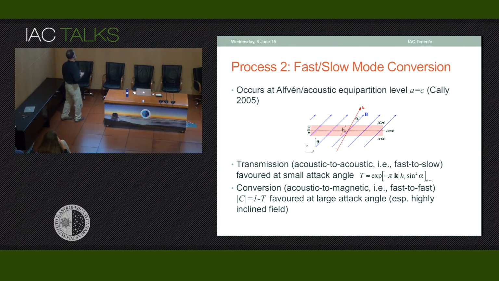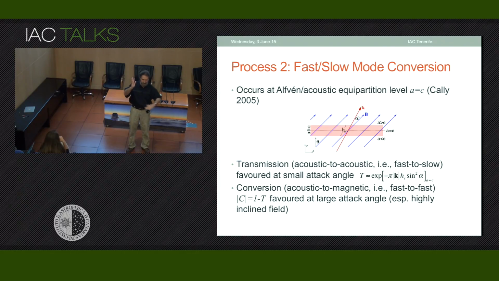All right, so let's say here's the magnetic field, the blue field lines there, and let's say I've got a wave coming up here with a wave vector k. Now everything is going to depend upon this angle alpha between the magnetic field and the wave vector k at this equipartition surface. That's what I call the attack angle. Basically, if the attack angle is small, then this wave that's coming up can just go straight through. I say that's high transmission. Transmission is close to 1. If, on the other hand, it's coming up at an angle like this and it's crossing at a large angle, there's hardly any transmission and it's mostly conversion.